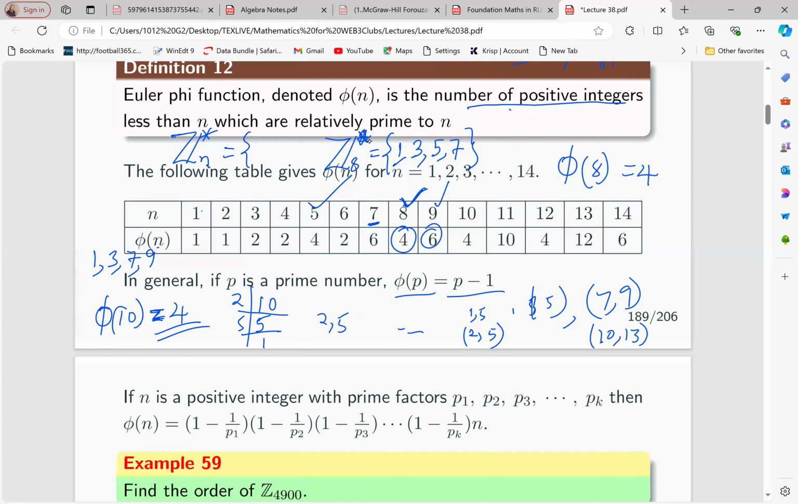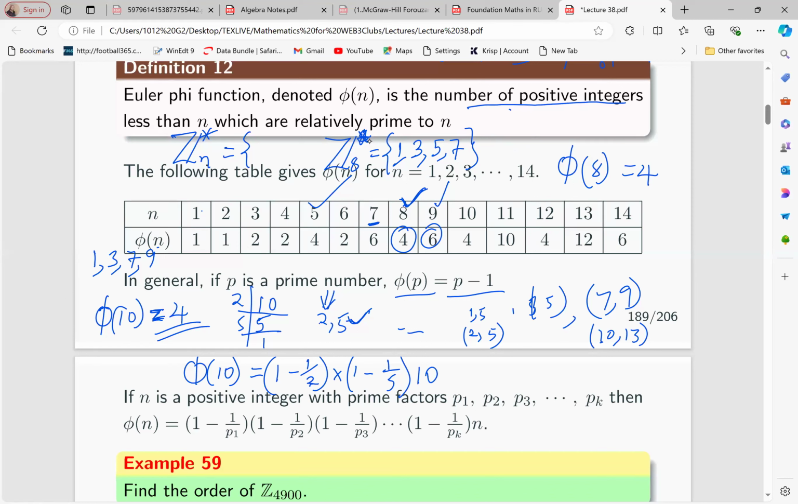Since the factors of 10 are 2 and 5, to get the Euler phi of 10, you take 1 minus a half. This 2 in the half is coming from this. Then times 1 minus 1 out of 5. That 5 is this 5. Then multiply by the 10, the number that we are finding the Euler phi for.